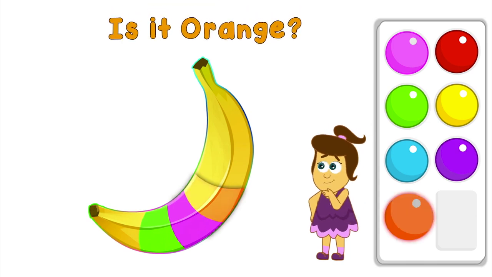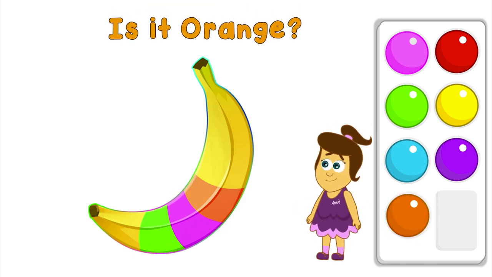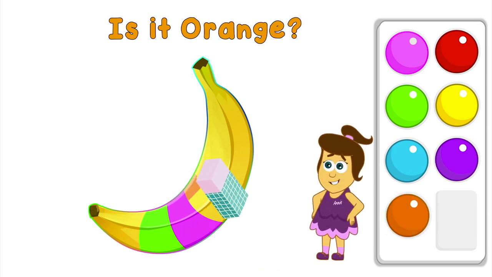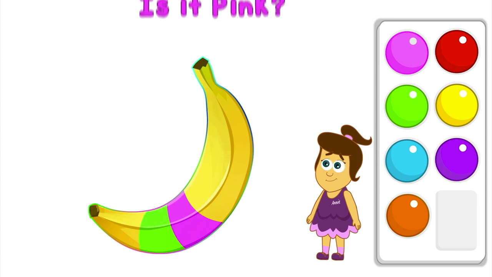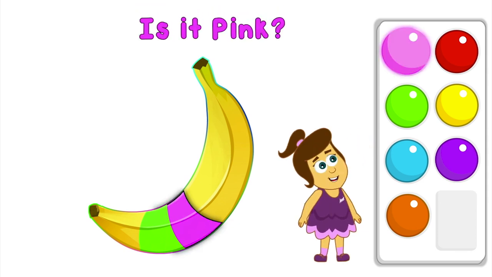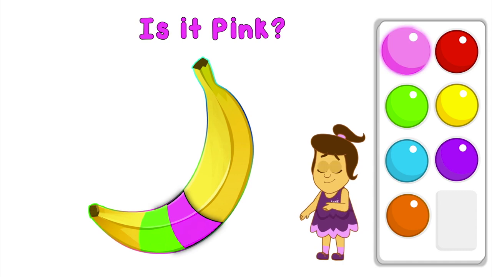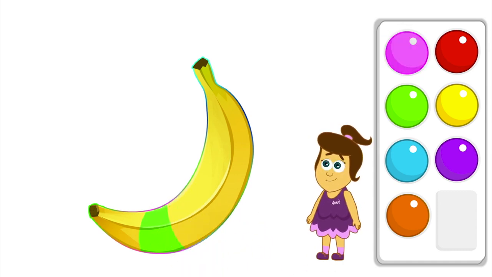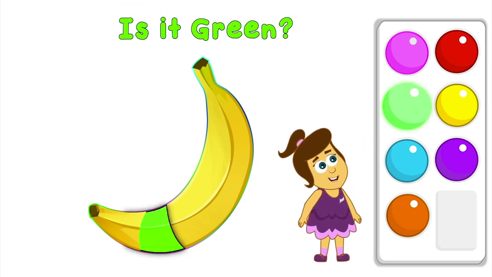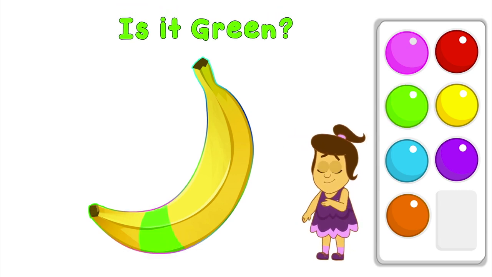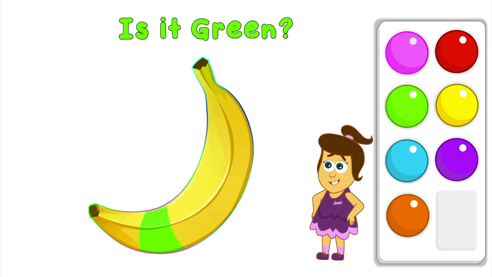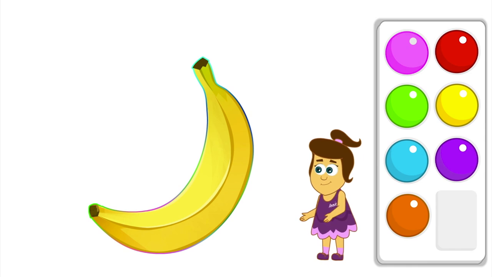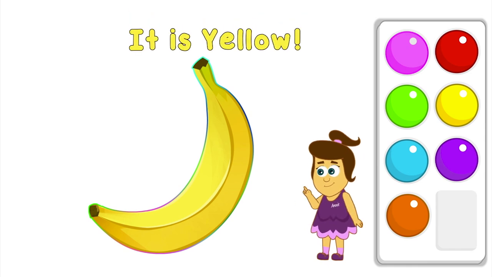Is it orange? Okay, is it pink? No, it's not pink. Is it green? Let's rub that out too. And what colour are we left with? That's right! A banana is yellow.